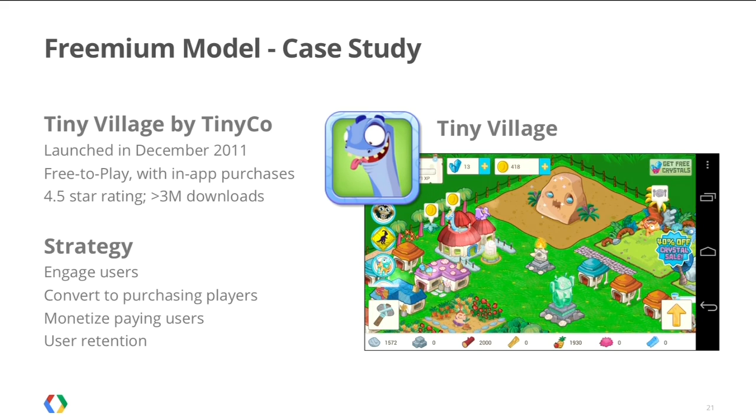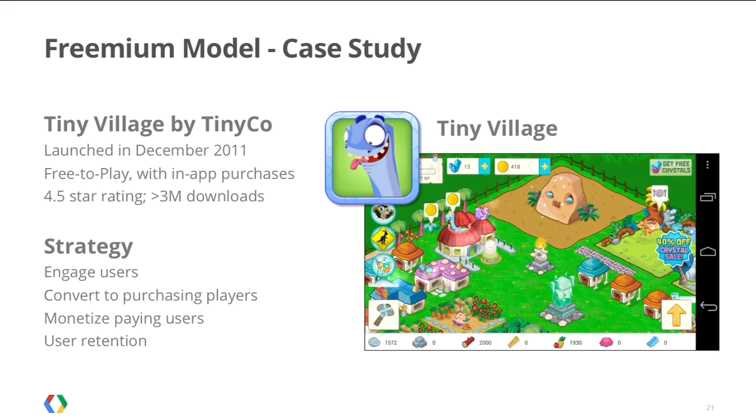So why is it successful, we asked. Some of the strategy that we talked about and that they focused on were how you engage users, right? We'll take a look at how TinyCo has managed to engage users throughout the 50 levels of this game. How do you convert users to paying users, right? How do you get the free users to actually pay for in-app items? And once they start paying, how do you monetize them more?